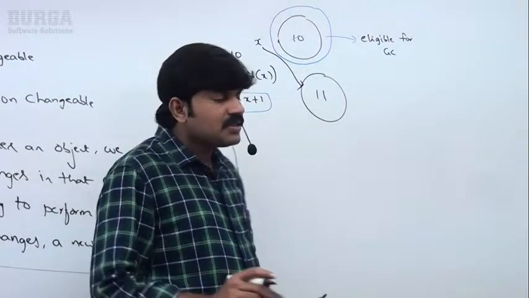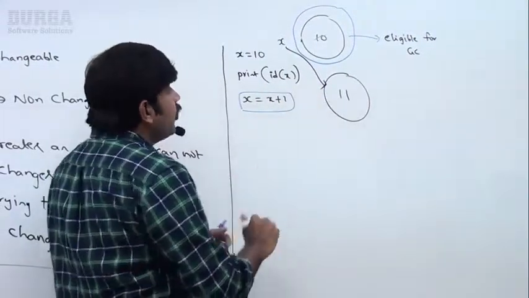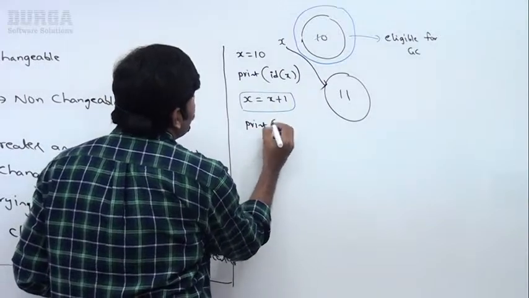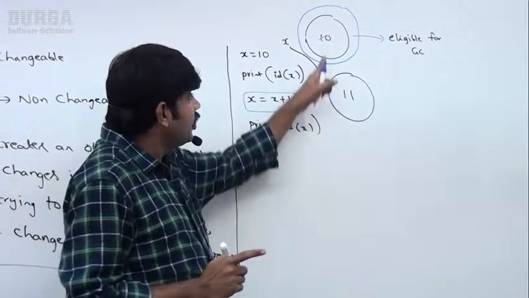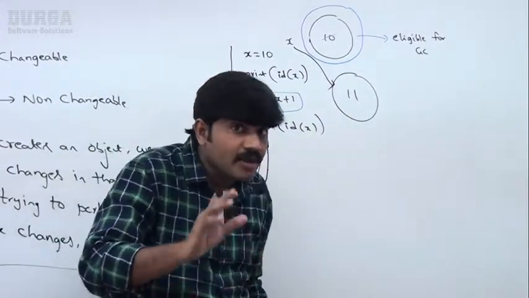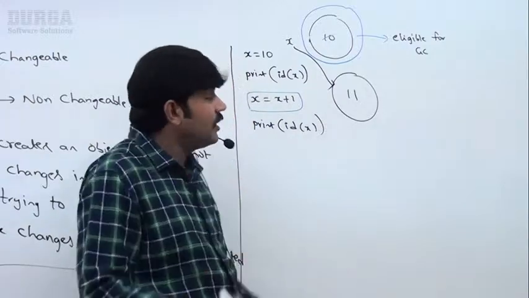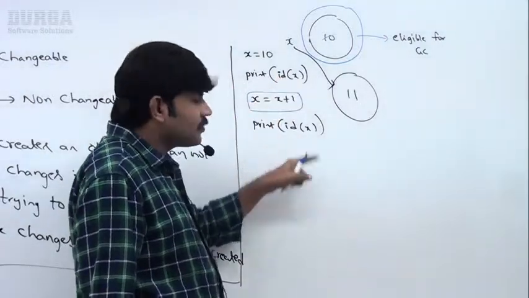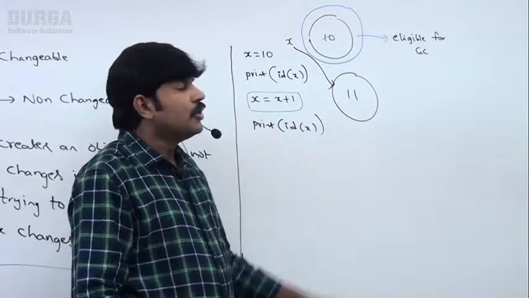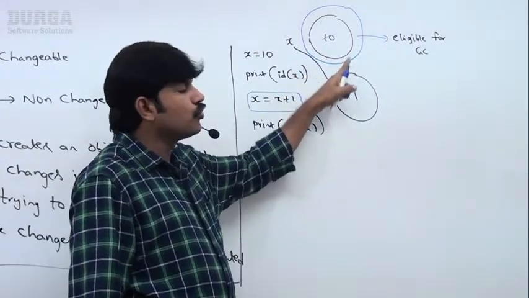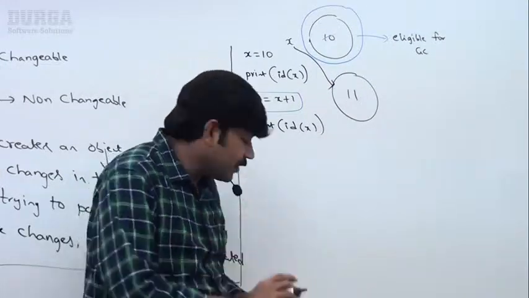Earlier x was pointing to the old object, but now x is pointing to the new object. Where is the proof for that? Print id of x. If really a new object got created, how many objects will be there? Two objects. So the address of the first object and the address of the second object are different. You can't perform any changes in the object; with those changes a new object got created. We will prove this practically. Let me execute this code.